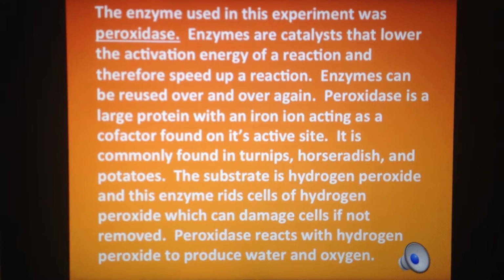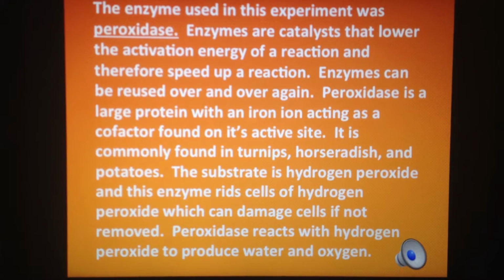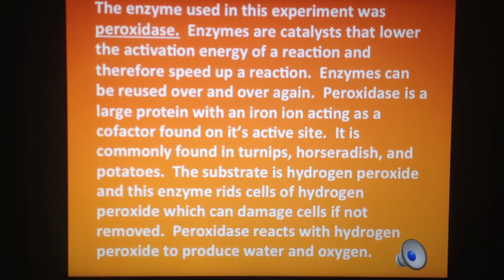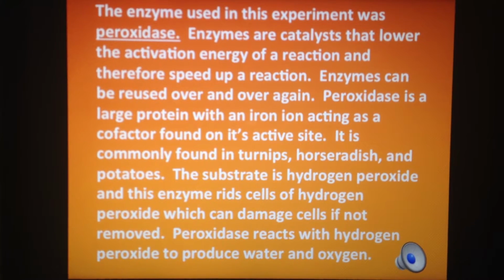The enzyme used in this experiment was peroxidase. Enzymes are catalysts that lower the activation energy of a reaction and therefore speed up a reaction. Enzymes can be reused over and over again.